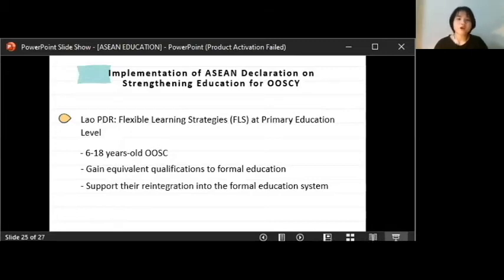The flexible alternative learning programs allow learners to gain equivalent qualification to formal education, while also supporting their reintegration into the formal education system.